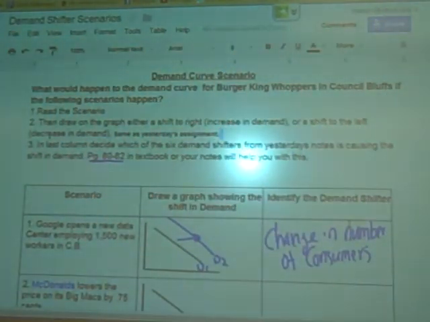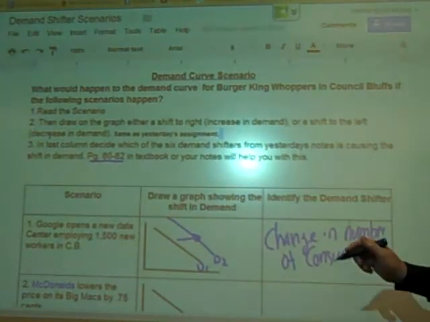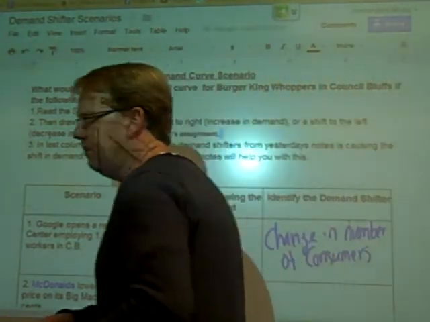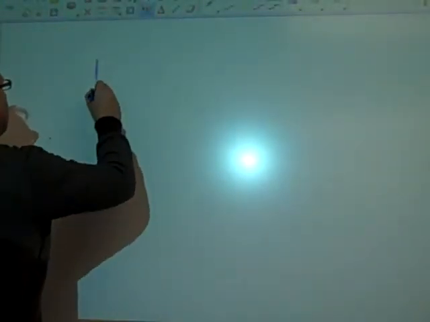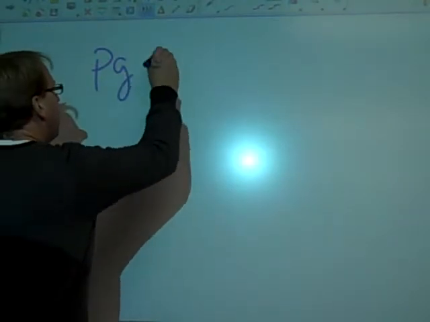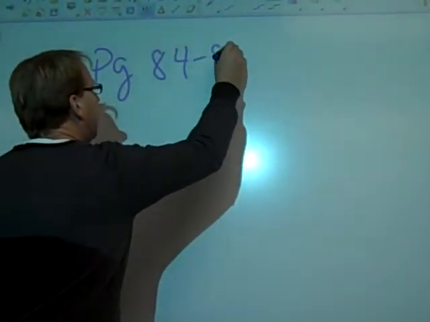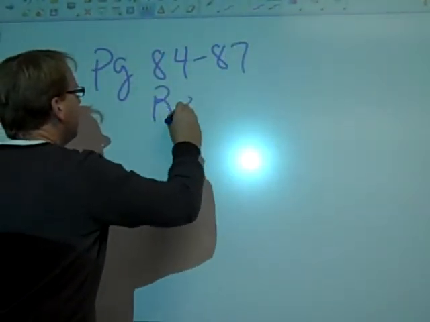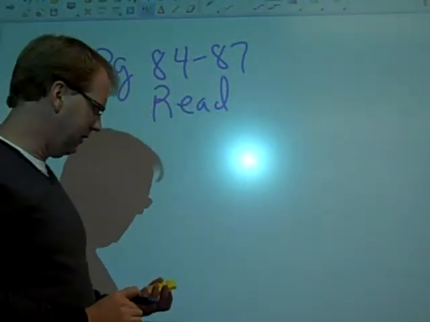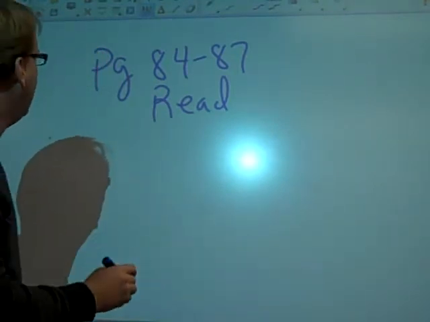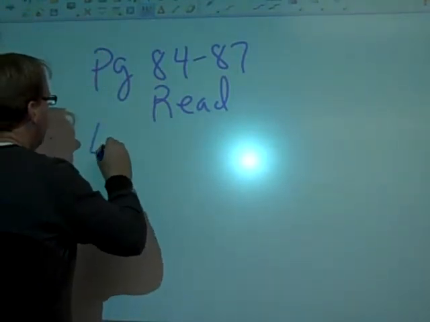Once you're done with those, I'd like you to go to page, and let me change this up here real quick. Sorry. Here we go. Go to page 84 and read through page 87. Okay? So you're going to read page 84 to 87 in the textbook. That's the green textbook for you guys in economics. And what you're going to be reading about is the law of supply.